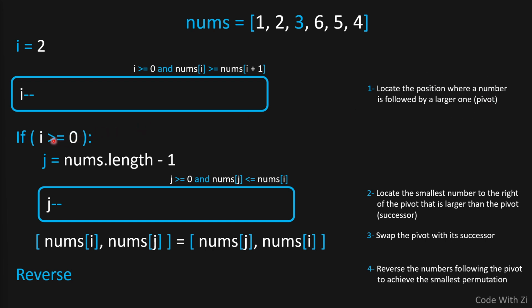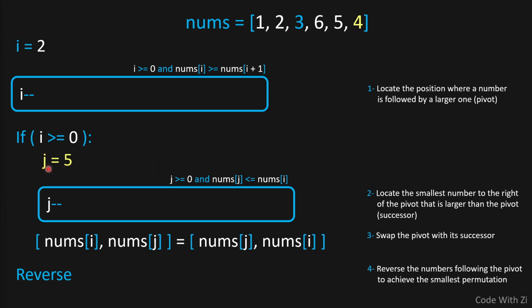Then we're going to enter this if statement. We're going to say, is I greater than or equal to 0? Well, yeah, I is 2. So this is going to be true, and we're going to enter this if statement. Here we're going to say, j is going to be equal to nums.length minus 1. Well, the length was 6 because 1, 2, 3, 4, 5, 6. So nums.length is going to be 6 minus 1, which is 5.